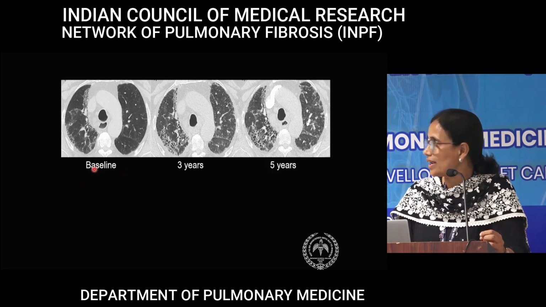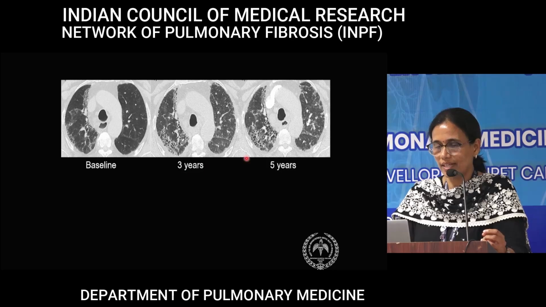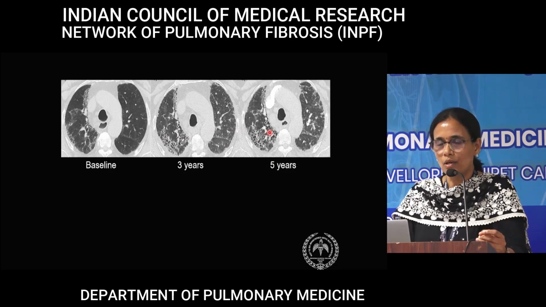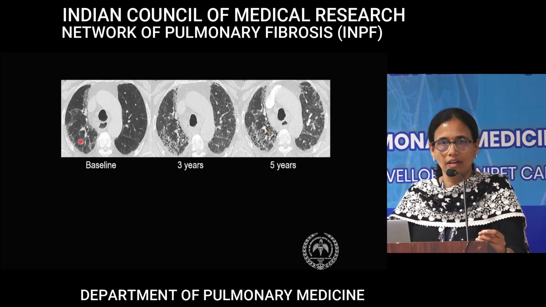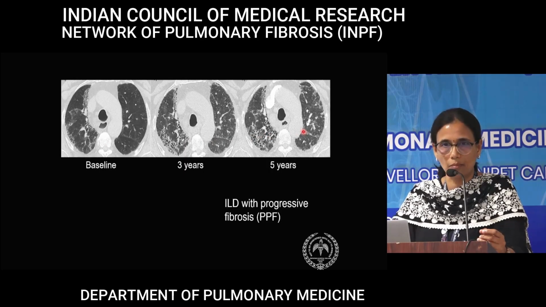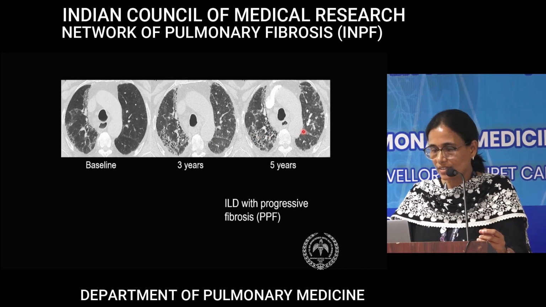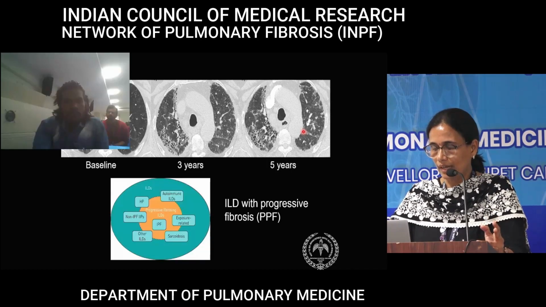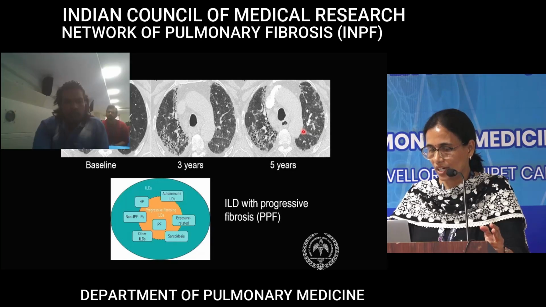Now what entity are we coming to? So basically what are we seeing? Baseline, 3 years, 5 years, there is progressive worsening in the fibrosis. How do we see there is progressive worsening? Increasing honeycombing is happening over the years. So what is this condition? It is basically progressive pulmonary fibrosis or ILD with progression.